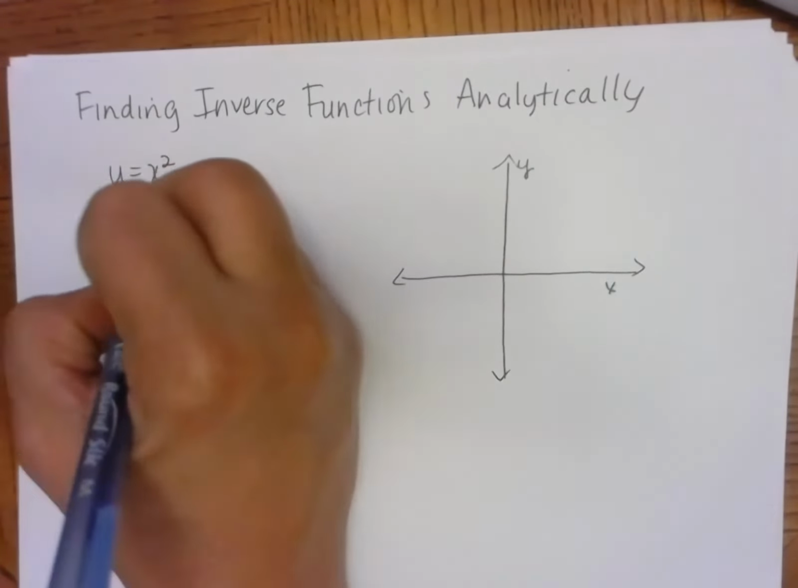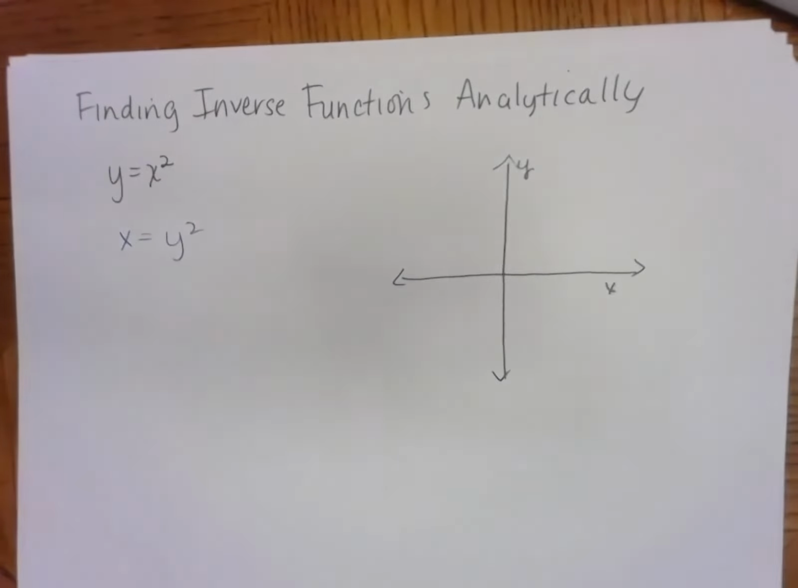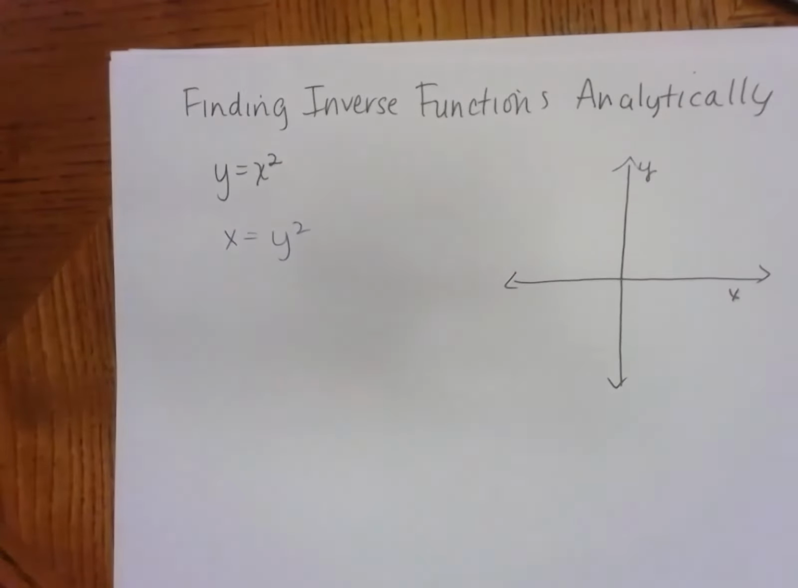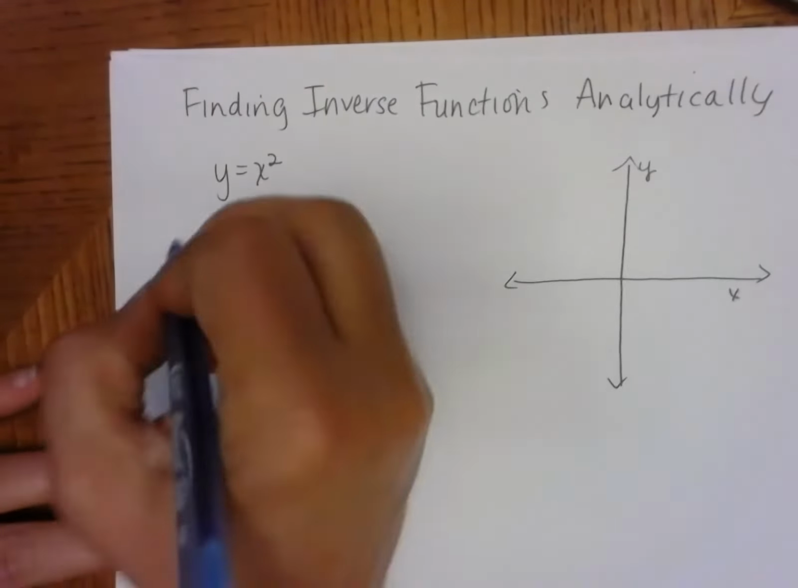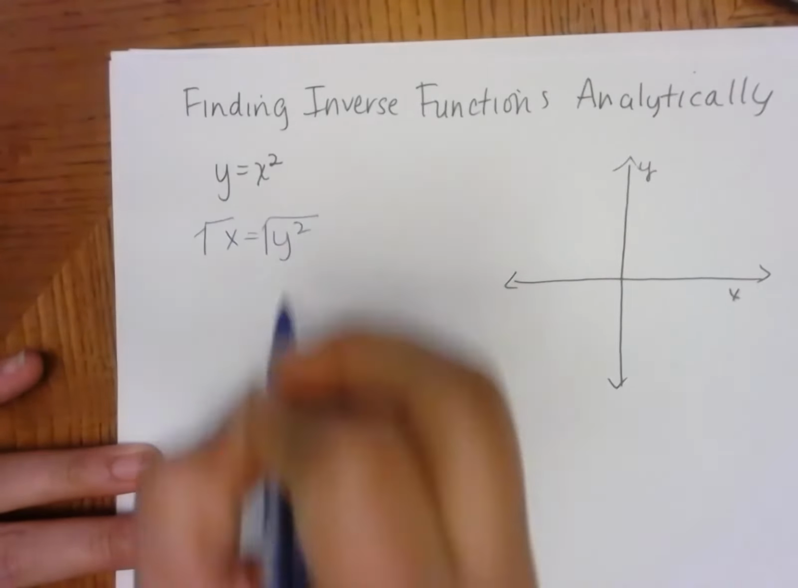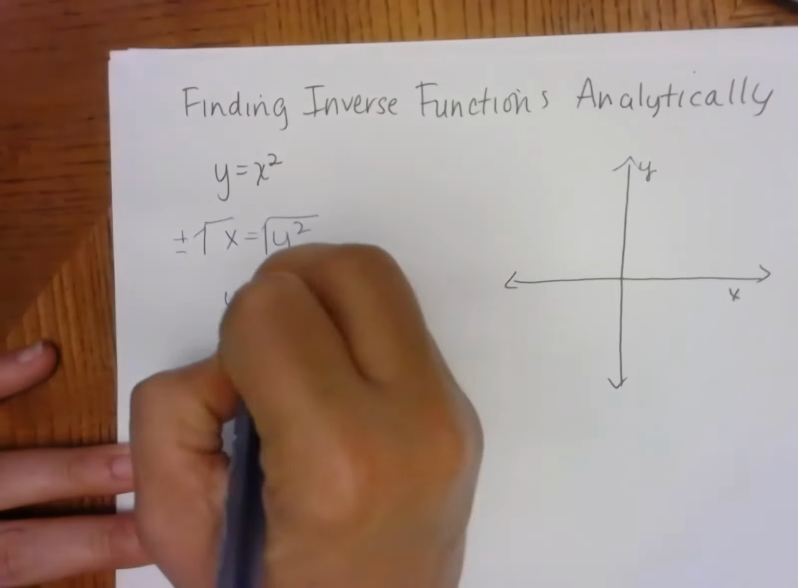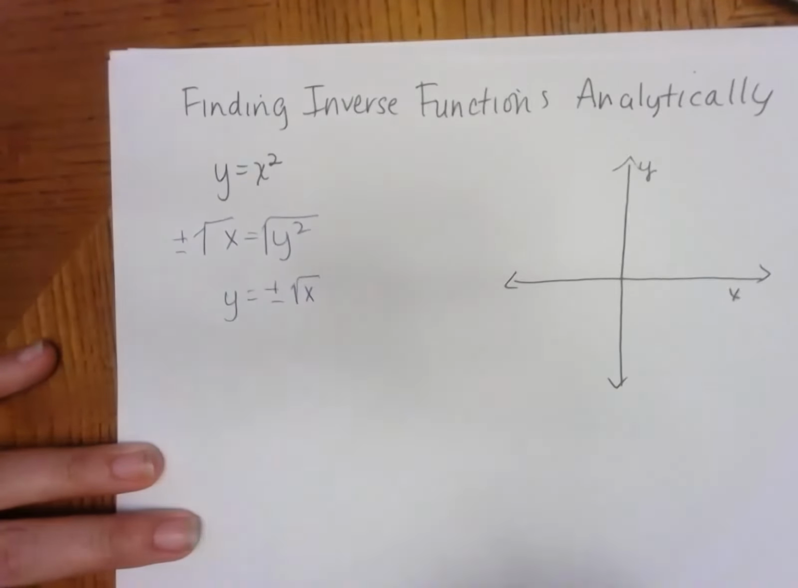So I'm going to write x equals y squared, and then I'm going to solve for y. Basically all I need to do is take the square root of both sides. When I do that, I put the plus and minus here. So I end up with y is equal to plus and minus the square root of x.